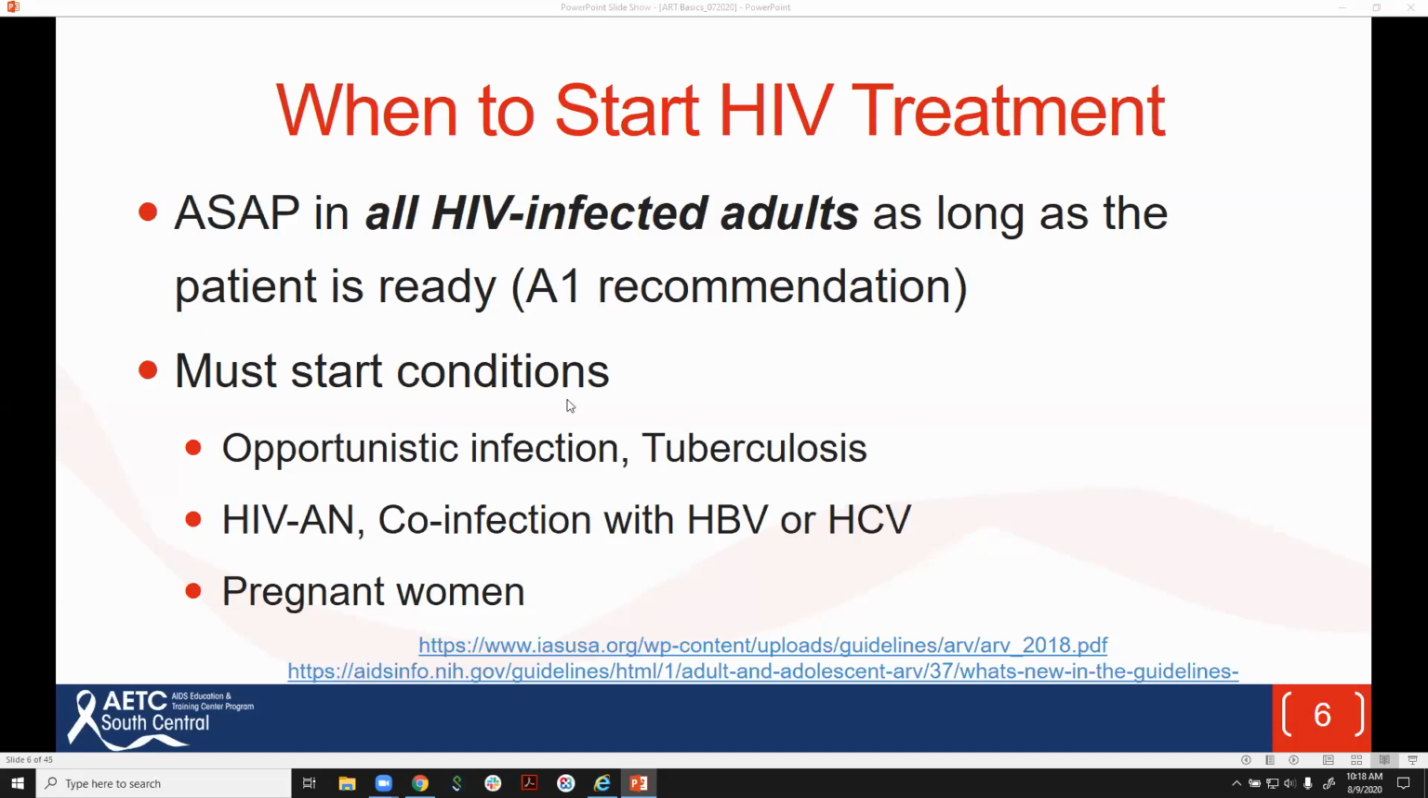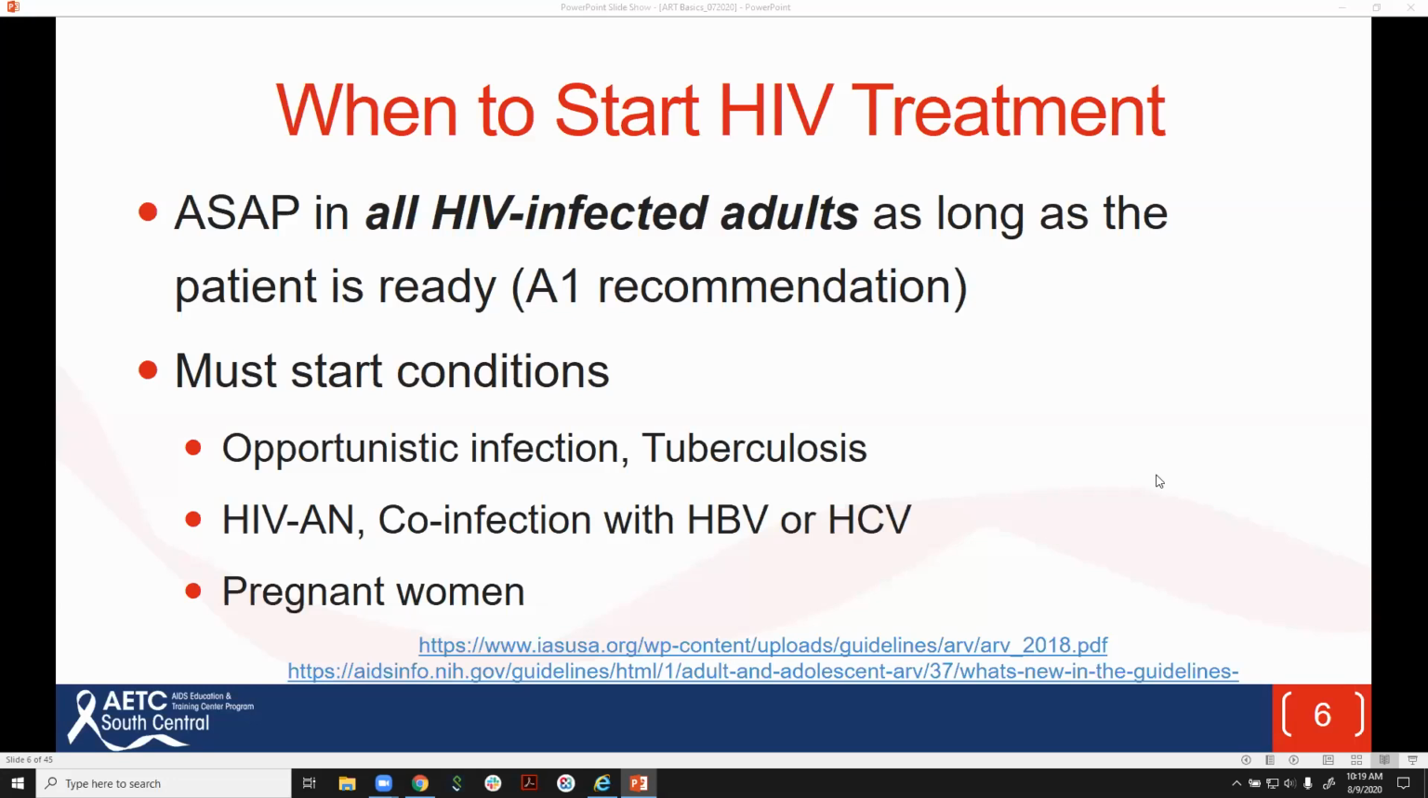And then what are must-start conditions? Let's see, and we'll talk a bit about this later on: opportunistic infections; if someone has HIV-associated nephropathy, which is significant kidney disease related to HIV infection of the kidney; and then co-infection with viral hepatitis, and pregnant women. We'll go more over that.